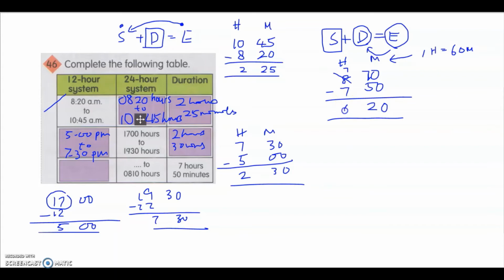7 minus 7 is 0. So here it is 0, 0, 20 hours. For 24-hour system, the starting time is 0, 0, 20 hours. For 12-hour system, only 12 midnight will have 0, 0 hours. So this 0, 0 here is 12 midnight, and the minute is 20 minutes. So for 12-hour system, it will be 12:20 a.m. And 0810 is 8:10 a.m.